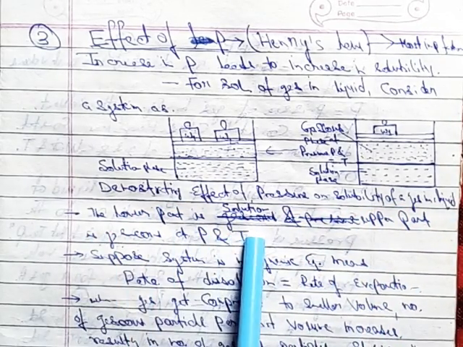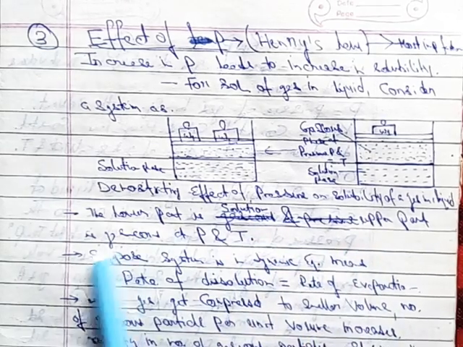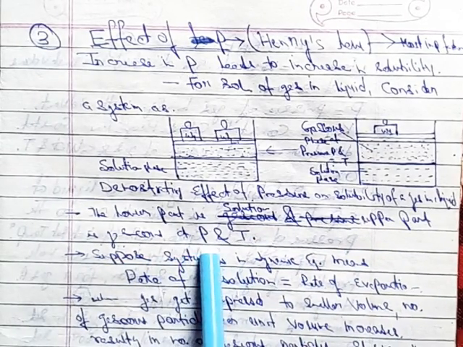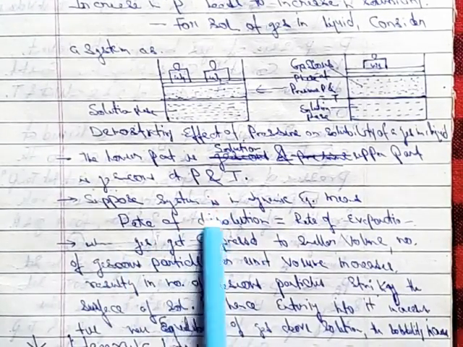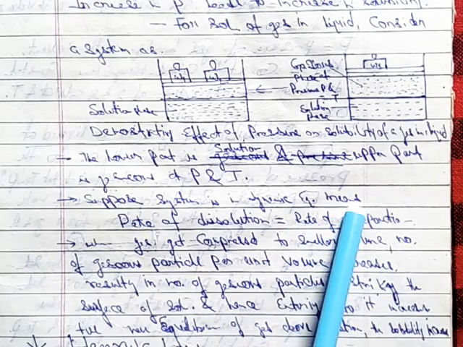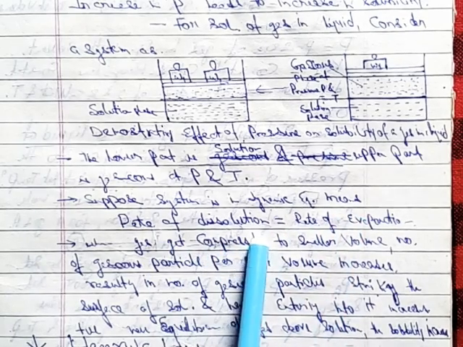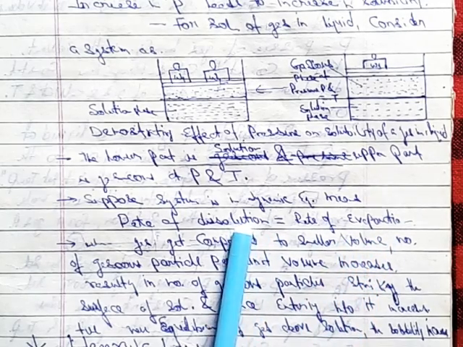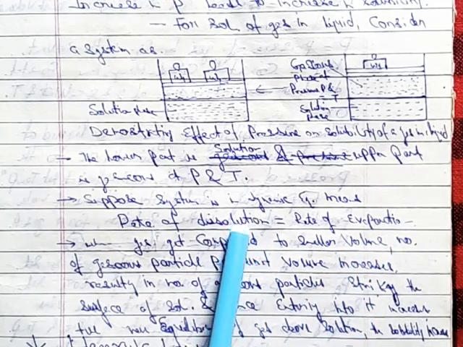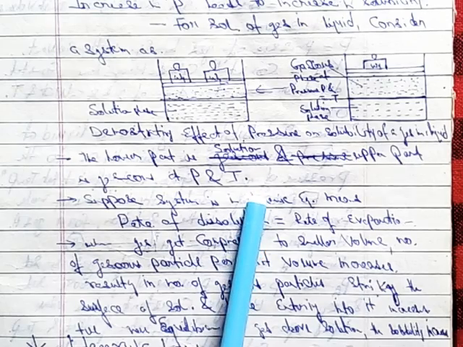The lower part is the solution and the upper part is gases, at a certain pressure and temperature. Suppose the system is in dynamic equilibrium, meaning the rate of dissolution equals the rate of evaporation. In dynamic equilibrium, some of the solute is mixing with the solvent, and some of the dissolved solute is again changing back to the gaseous phase.